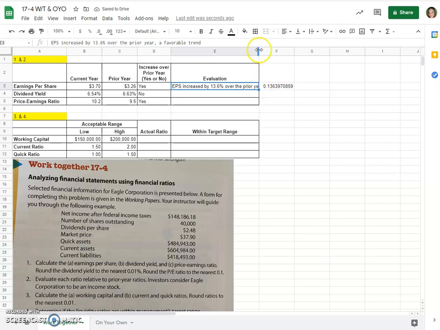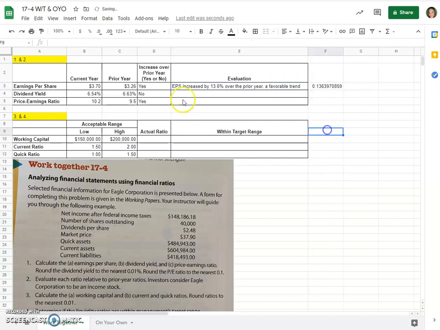And if we need to increase the size of this, we will. Next one, dividend yield. It's really a very small decline. It's almost the same, so it's really not that big of a deal, but it is a small decline. So I would say a small decline in dividend yield is an unfavorable trend. We'd want that to increase.